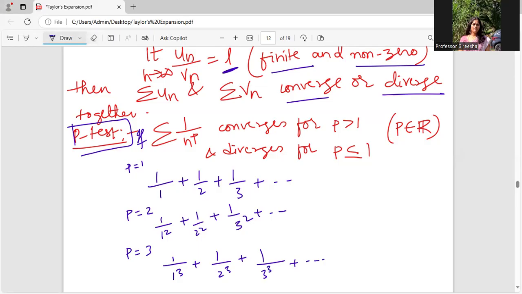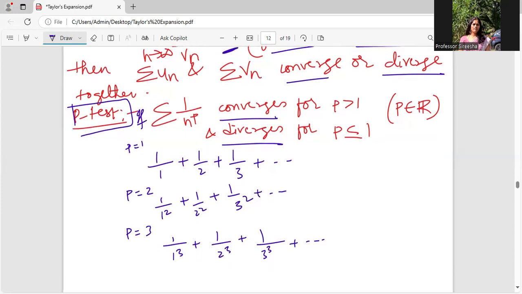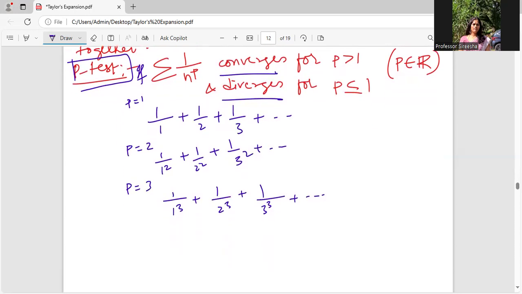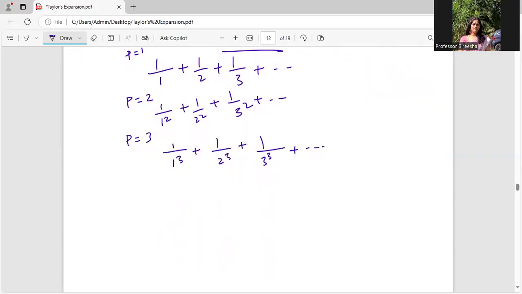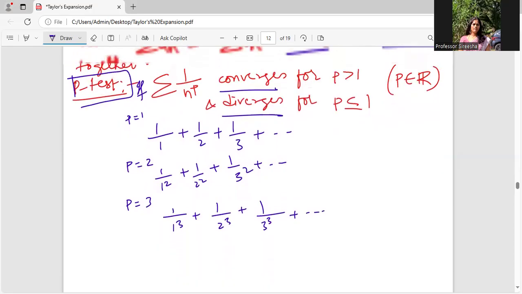Now, what the test says is for P greater than 1, the series converges, and for P less than 1, the series diverges. That's what the P test says. If you remember the P test, it can be extensively applied. Since I have already mentioned absolute convergence and conditional convergence, I'll apply this to an alternating series for checking absolute and conditional convergence, using the comparison test, where inside it I'll need the P test as well.